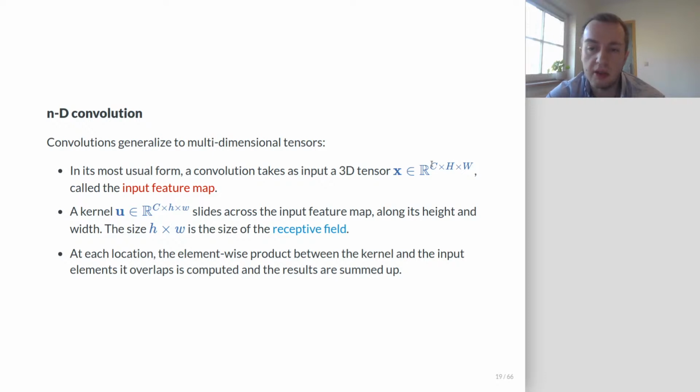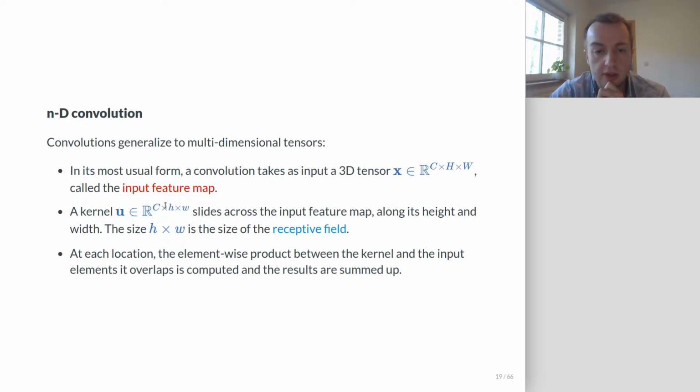So in the case of RGB images, you would have 3, because you have 3 channels, one for red, another one for green, and the last one for blue, times the height and the width of the image. And in the jargon of deep learning, we would call this tensor the input feature map. Then we would have a kernel, which is now upgraded to a 3D tensor, whose dimension is c times h times w, where small h and small w, of course, are smaller than the size of the images. That would slide across the input feature map along its height and the width.